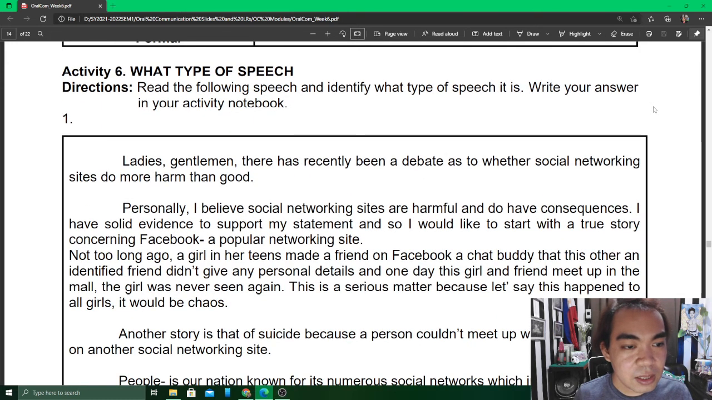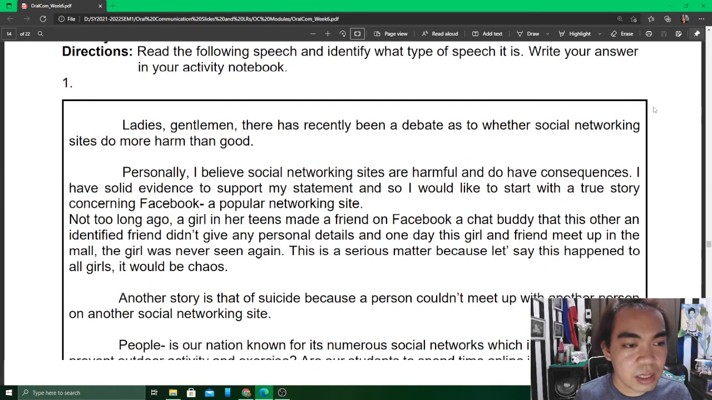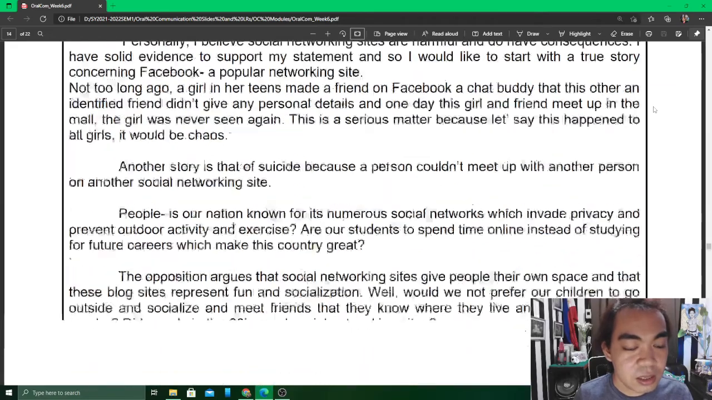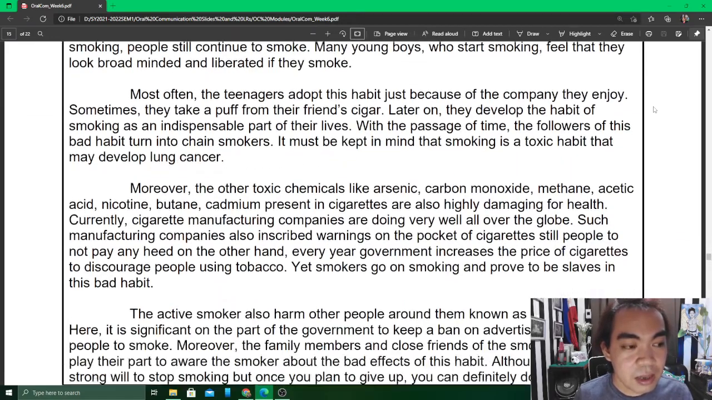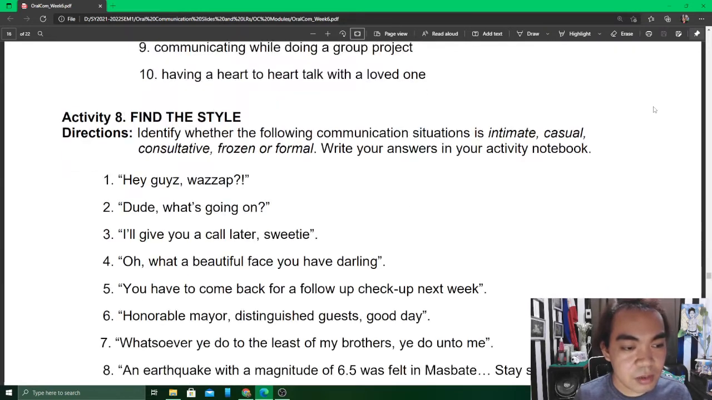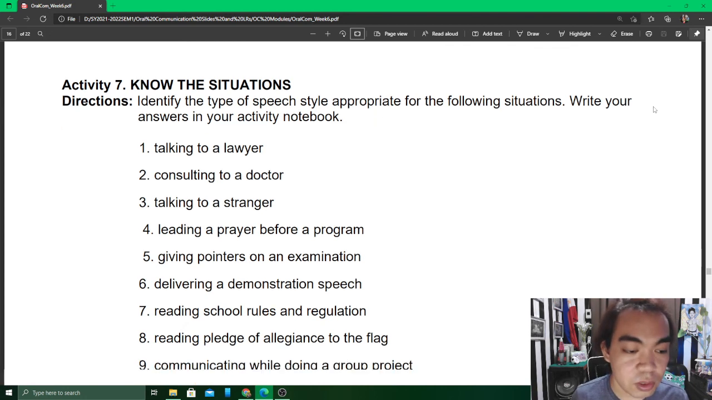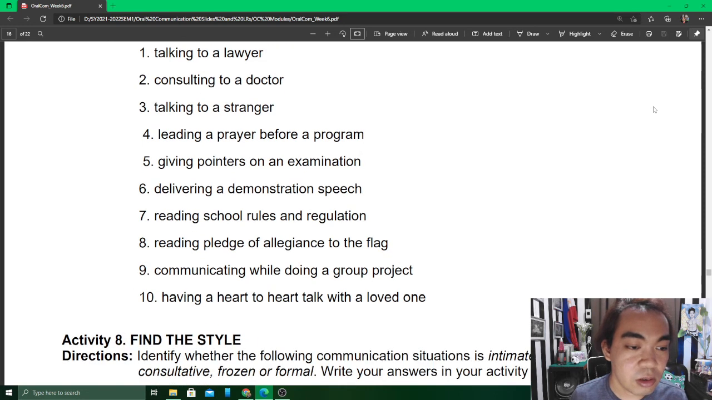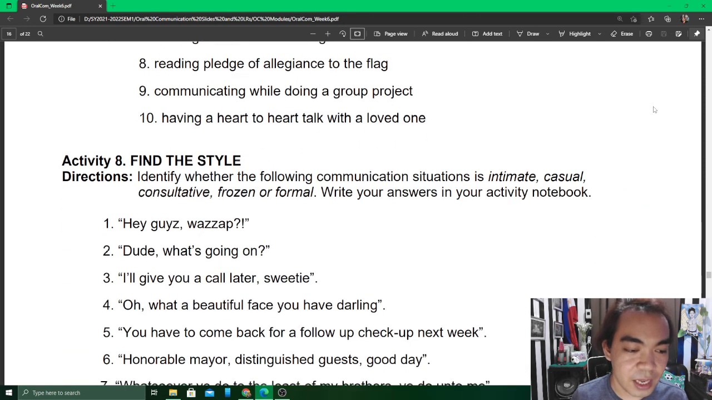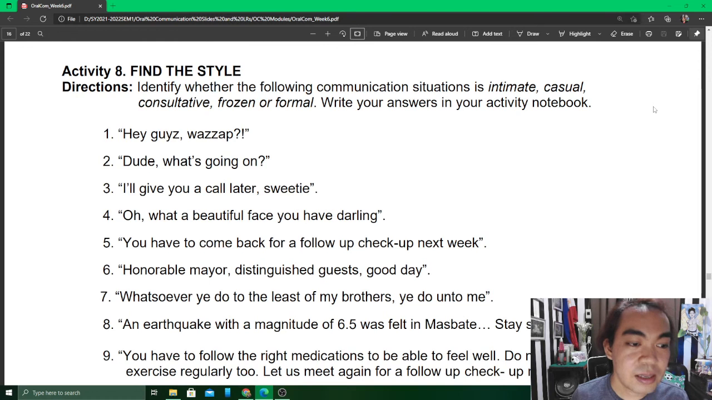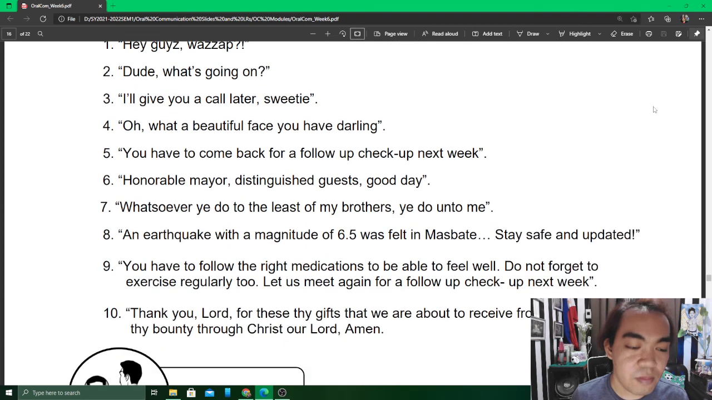Then in activity 6, you are asked to identify what type of speech is those here in the items. Okay. Number 7, for activity 7, identify the type of speech style appropriate for the following situation. Okay, speech style. Manaling focus, no? Talking to a lawyer, consulting a doctor, talking to a stranger, etc. Okay? Sa activity 8 naman niya, identify the situation if it is intimate, casual, consultative, frozen, or formal.